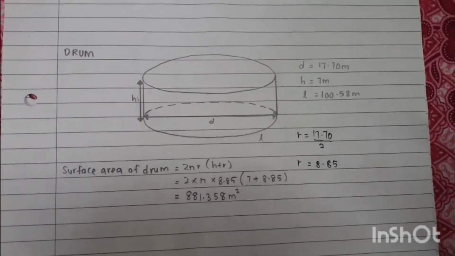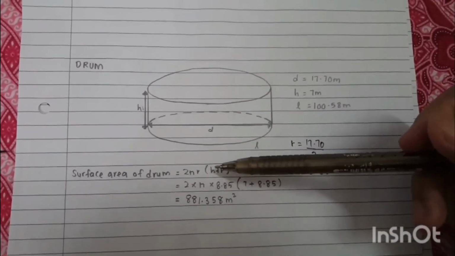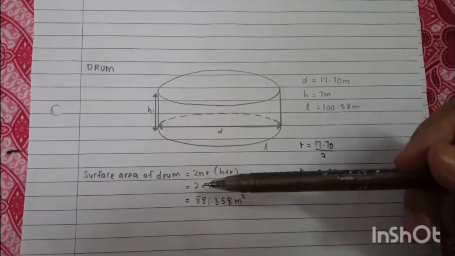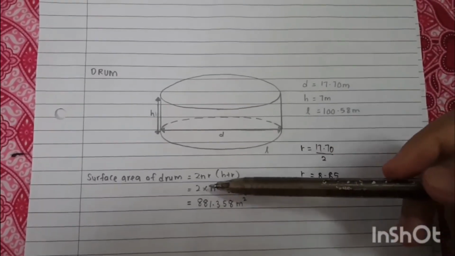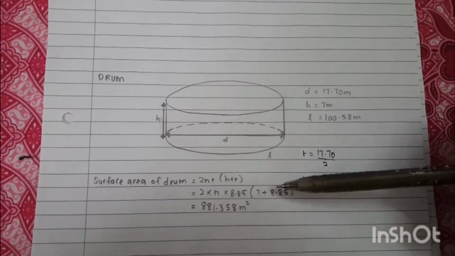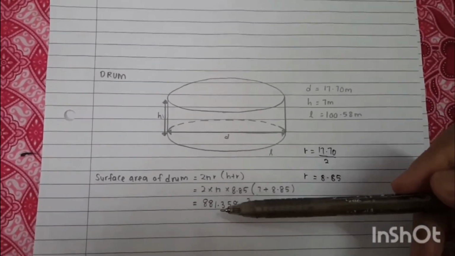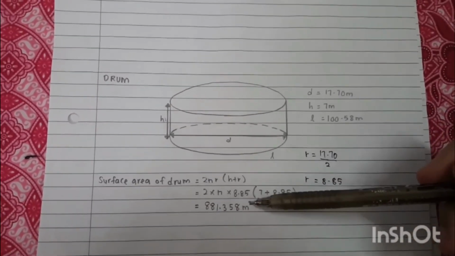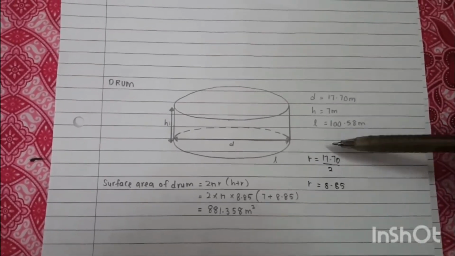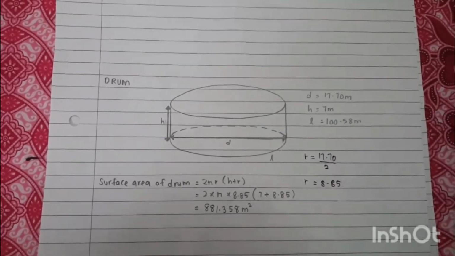Alright, the next shape is the drum, which is a cylinder shape. We use this formula to find the surface area for the drum, which is 2 pi r multiplied by h plus r. So insert the value: 2 multiplied by pi multiplied by 8.85, multiplied by 7 plus 8.85. Then we got the answer 881.358 meters squared. Same as the first shape, 8.85 is the radius. By using the diameter, we divide it by 2. Then we got the radius 8.85 meter.